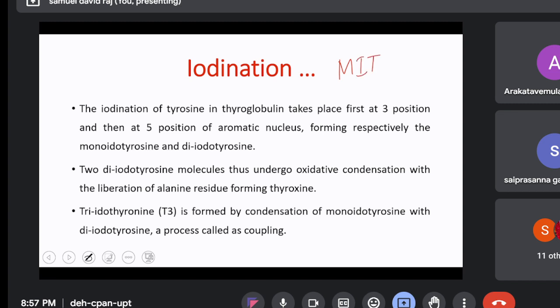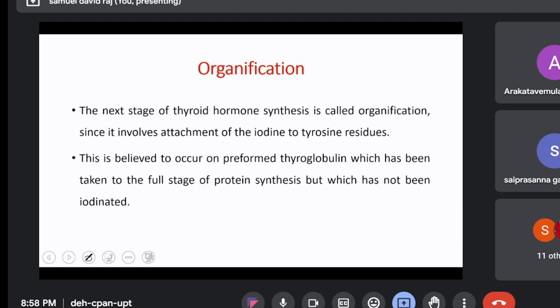Monoiodothyronine and diiodothyronine undergo coupling to produce triiodothyronine. Two diiodothyronines undergo condensation to produce T4 or tetraiodothyronine, also called thyroxine.